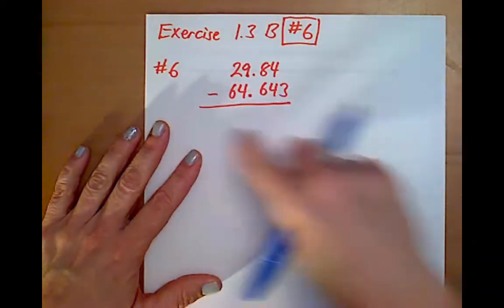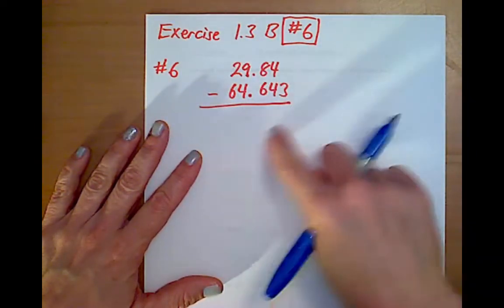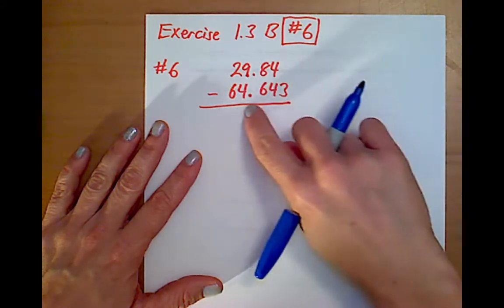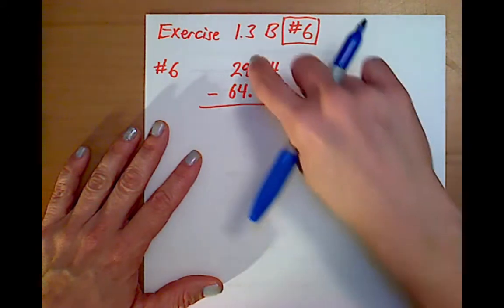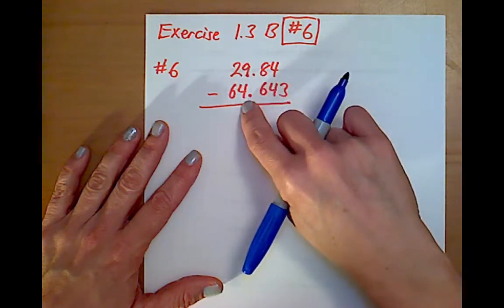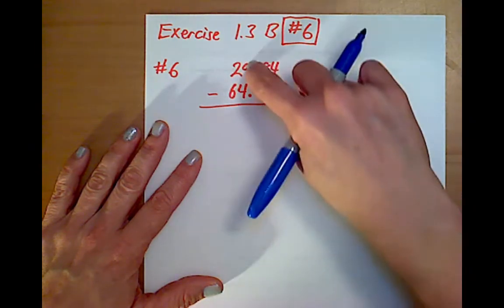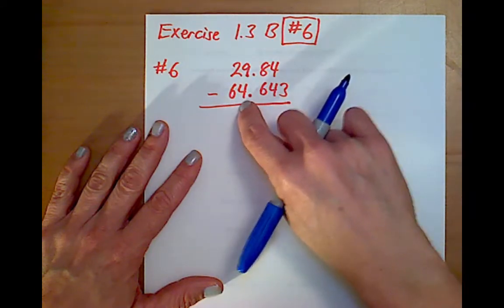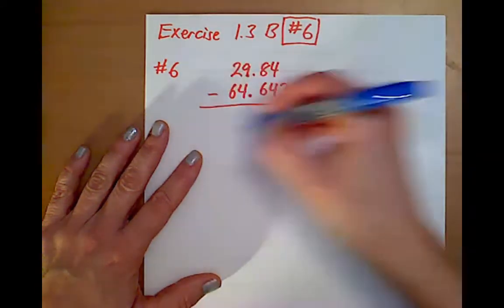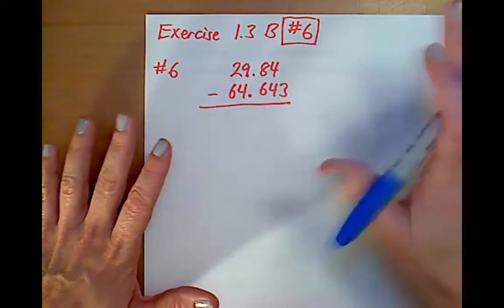Now, if you look at this one, the reason why most of the students get stuck on this one is we have 29.84 at the top and 64.643 at the bottom. We're taking 29.84 and we're subtracting this. We're taking this number and subtracting this number. And if you look, this number is smaller than this number. So we're going to end up with a negative number at the end. And subtracting like this, it doesn't really work.